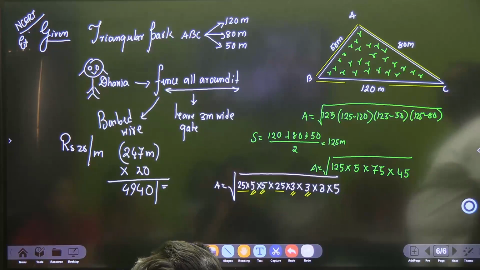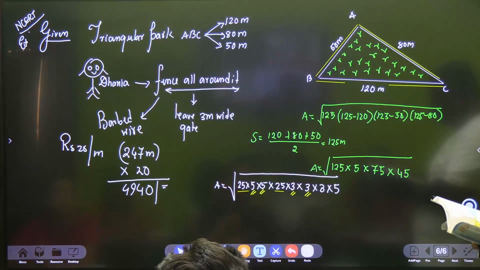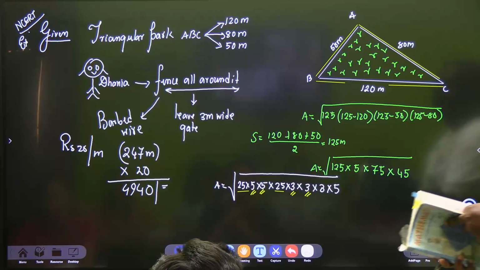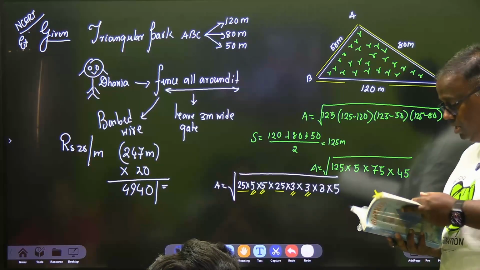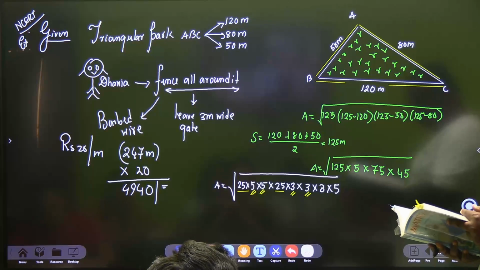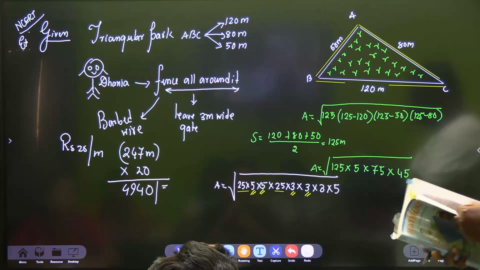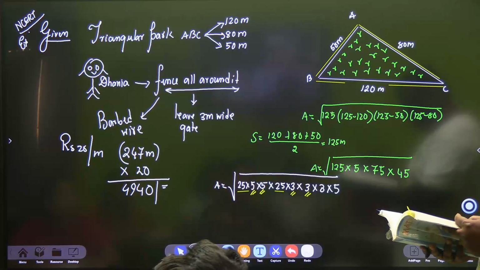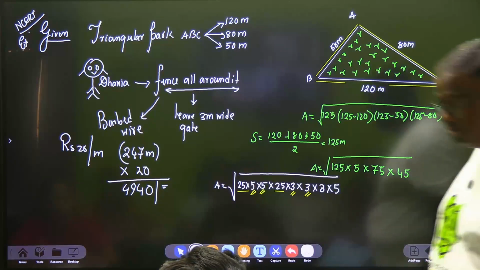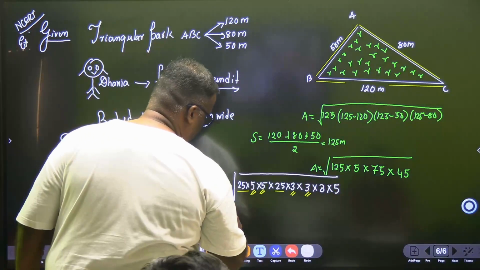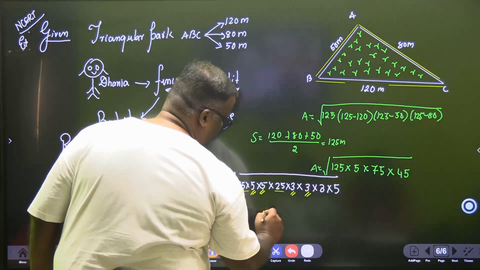The semi-perimeter has gone wrong. Let's check. What values did I give you? 120, 80, 150. You gave 50. Yeah, 50. So what is the perimeter? 250. Semi-perimeter is 125. Yes, it's correct. This is the answer. I was checking the answer for another question. So you will be left with a root 15.